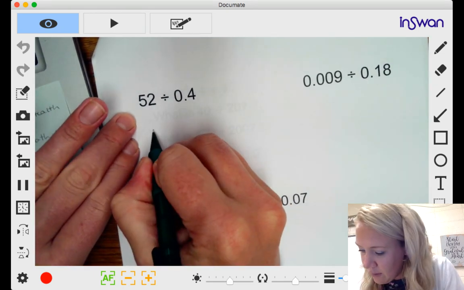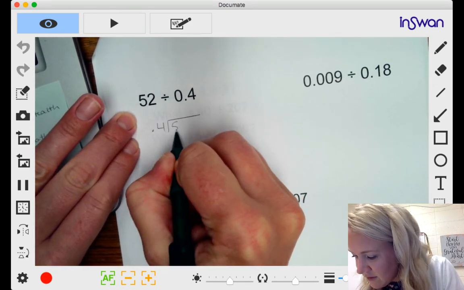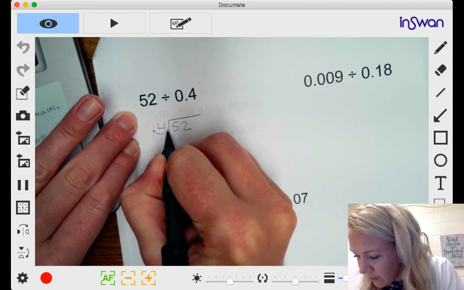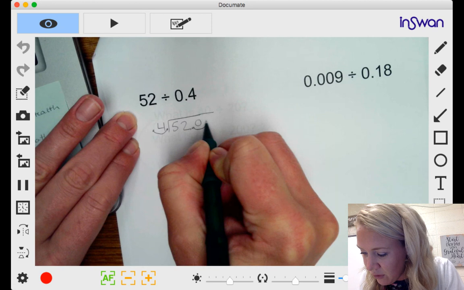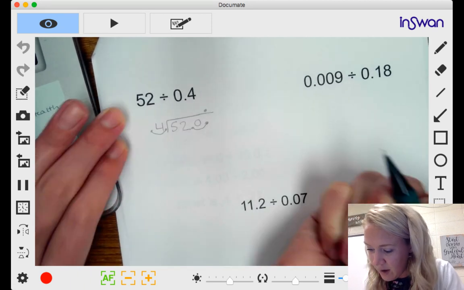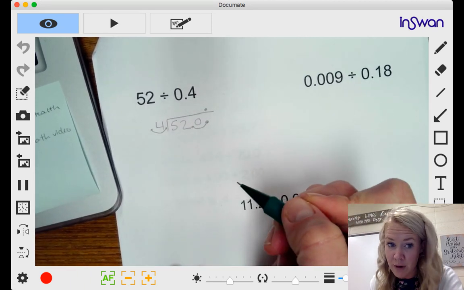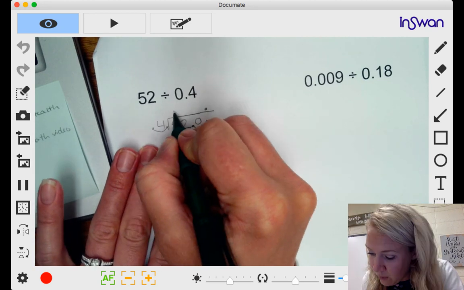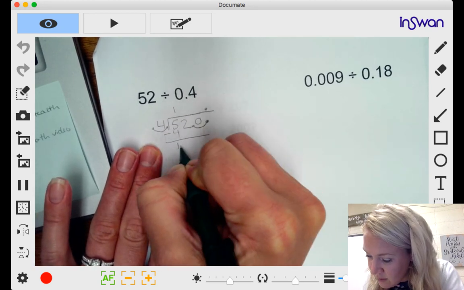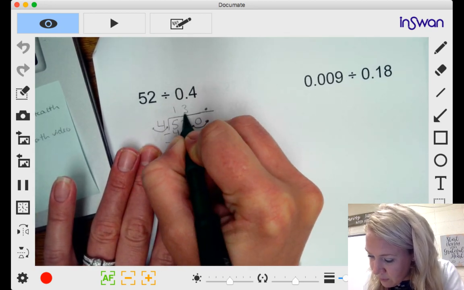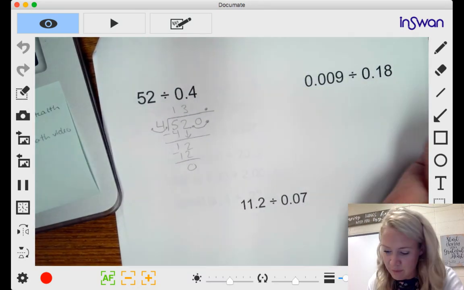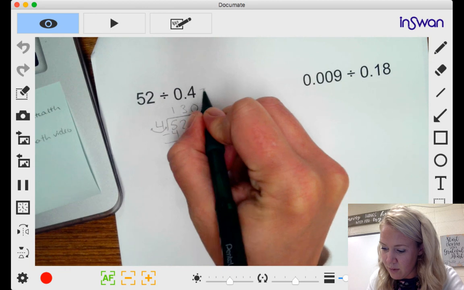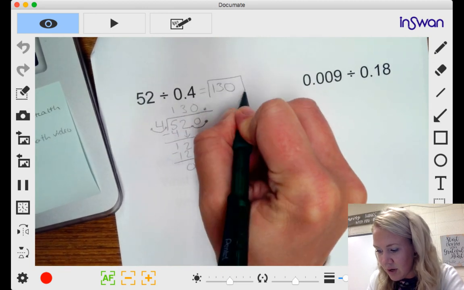So 0.4 into 52. I want a whole number out front. Uh-oh, my 52 doesn't have a decimal, so I actually have to add on a 0 before I can do that because I had to move it on both numbers, otherwise I'm changing it. 4 goes into 5 once, 4 goes into 12 3 times, and I'm done. But there's a gap before my decimal here, so I do need to fill with a 0. This equals 130.